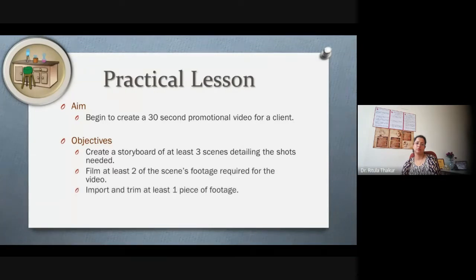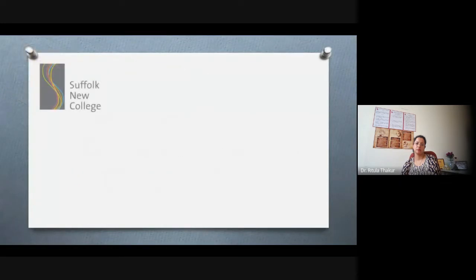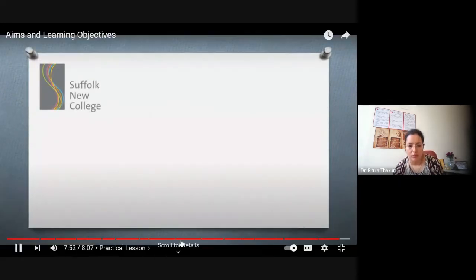Notice how it doesn't say by the end of the session students will. This is the way to write objectives when you are more confident. So hopefully now you have a better understanding of how to write aims and objectives.